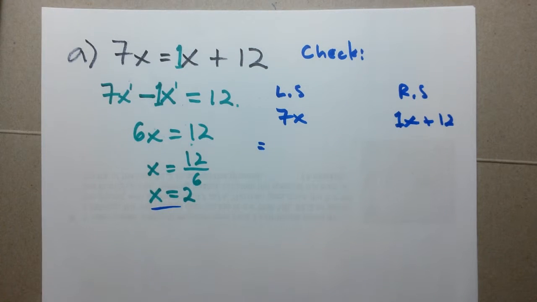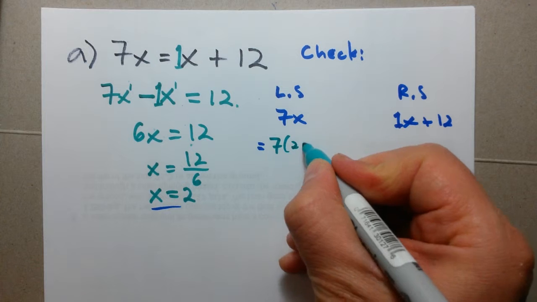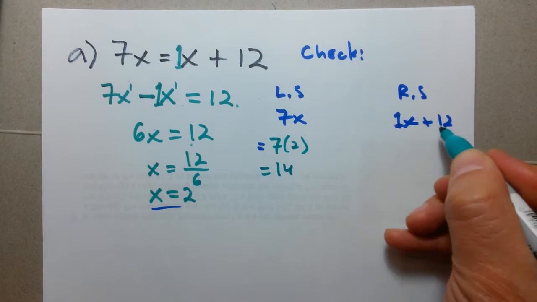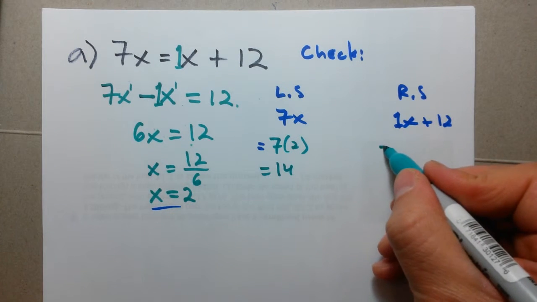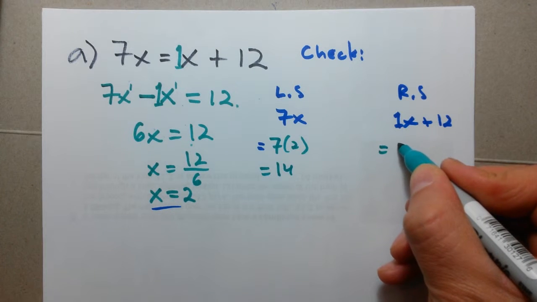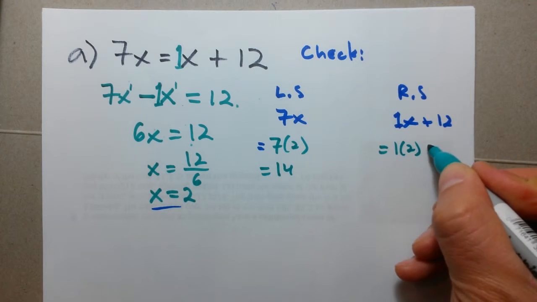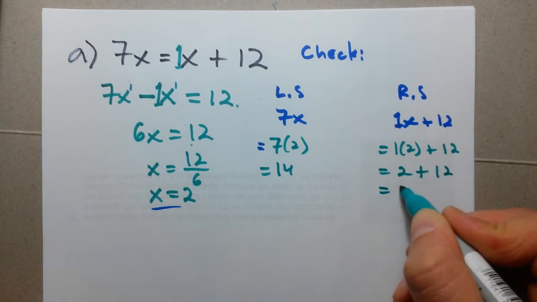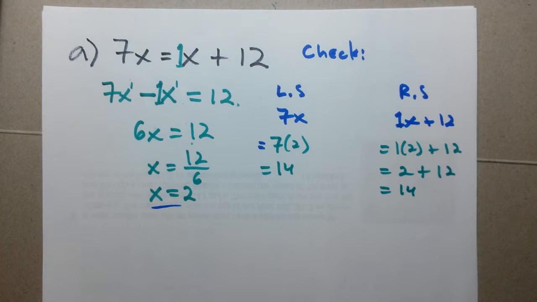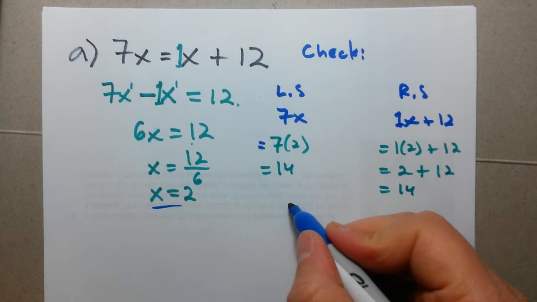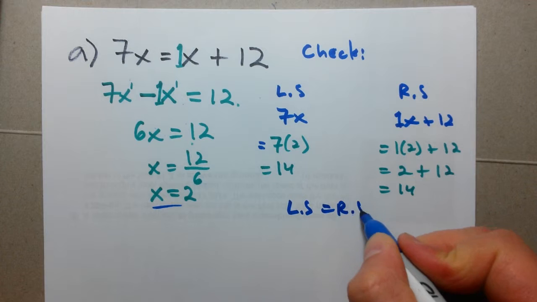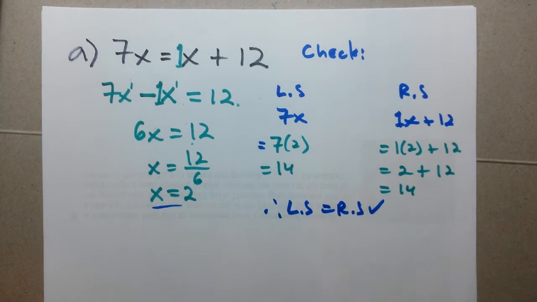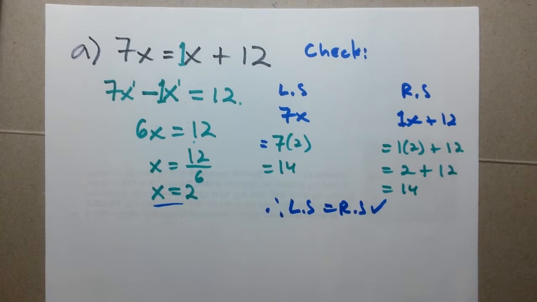On the left side, 7 times 2 gives us 14. So we should get 14 on the other side. Yes. 1 times 2 gives us 2, and 2 plus 12 gives us 14. So yes, we can say that this is our correct answer, and we can see that the left side equals the right side. I'll leave it up to you to check all the other examples that we're going to do, but for now let's continue looking at these.